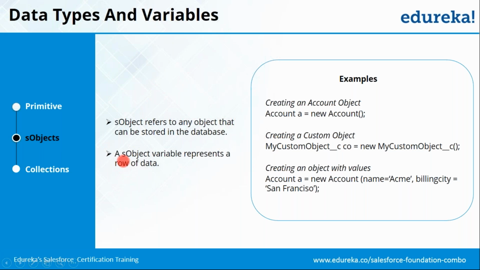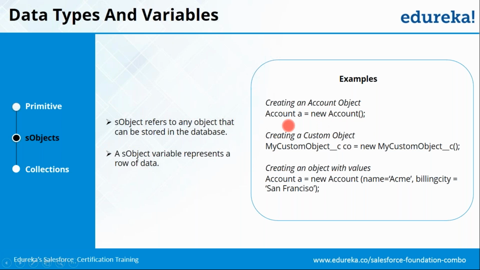And it says an SObject variable represents a row of data. I explained that also earlier. To give you a few examples, creating an account object is simple. You define the object name as account, you give the variable a, and then the keyword new, and then the class name or the object name.